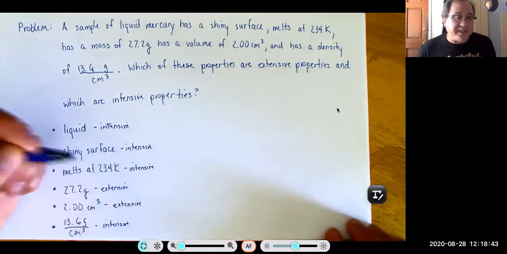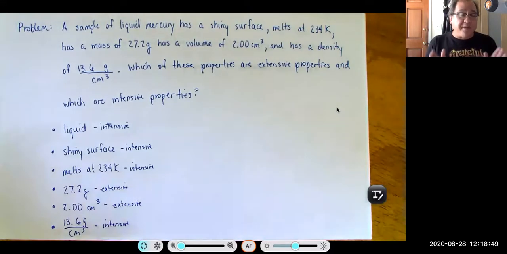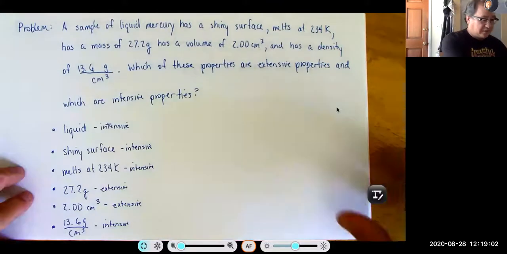Why is this an intensive property and it does not depend on the amount that you have? And the answer is, if you were to double the mass of your mercury, you would also double the volume. So when you double them both, the ratio stays the same. So density is intensive.